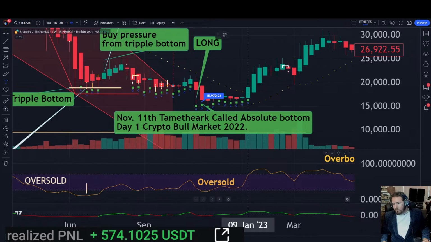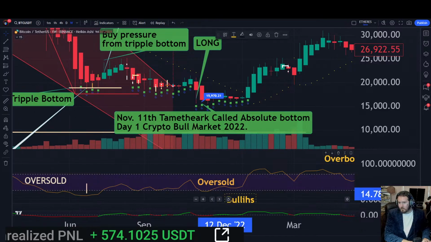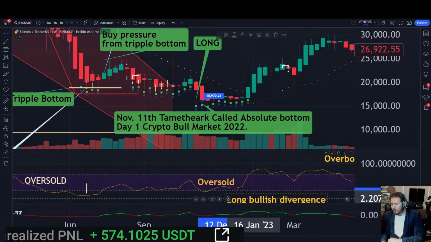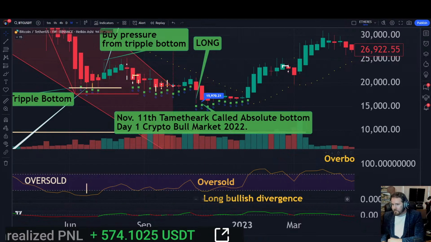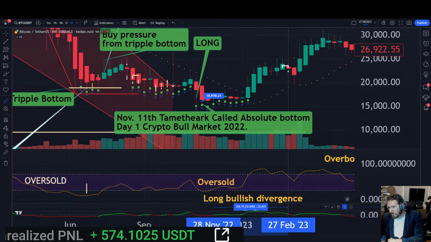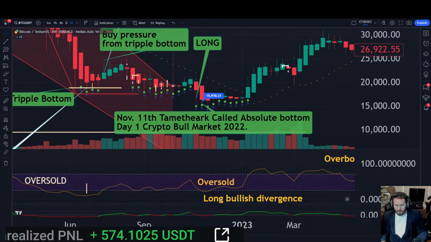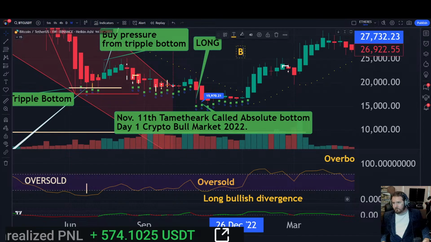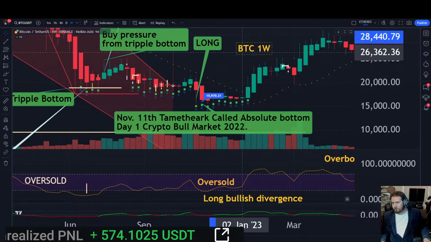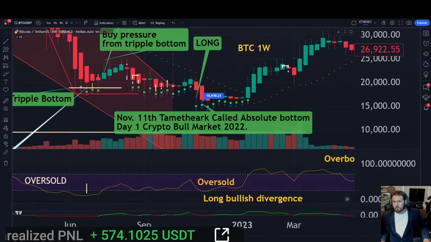Let me try to add a note right here real quick. Long bullish divergence. So we had a absolutely very long bullish divergence down here. This bullish divergence lasted for a long time. So that was our absolute bottom. And this is a Bitcoin weekly chart. All right, I'm going to add this chart in here as well.